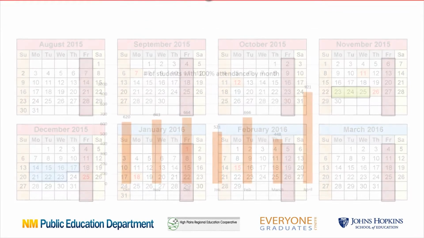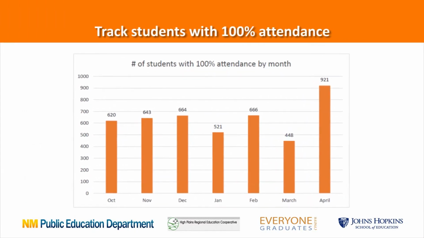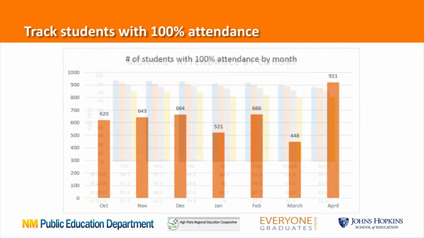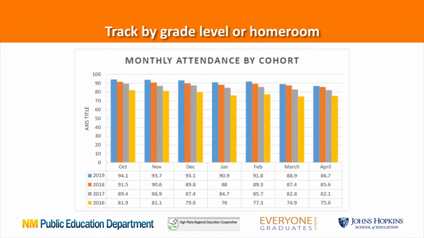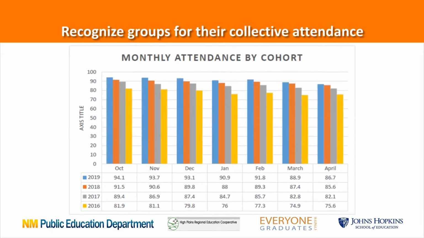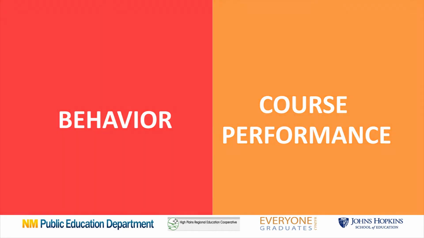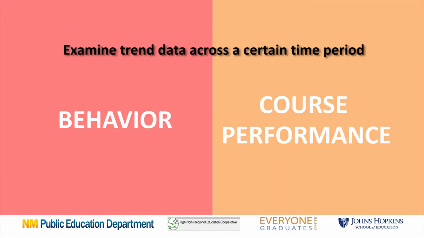2 other opportunities are to track the number of students with 100% attendance as you recognize and celebrate 100% attendance each month. And second, to track the attendance of a grade level or homeroom as you hold competitions and recognize groups for their collective attendance. For behavior and course performance, we recommend looking at trend data across a certain time period or for a particular component of one of these.